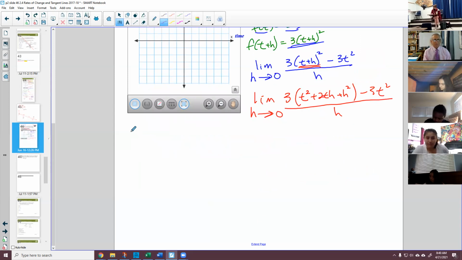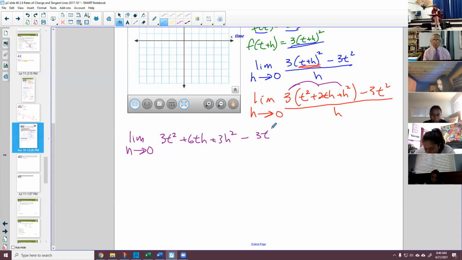All right, so I have the limit as h approaches 0. So I'm going to distribute this 3, okay? So I get 3t squared plus 6th plus 3h squared. And now I'm going to go minus 3t squared. And that's all over h.